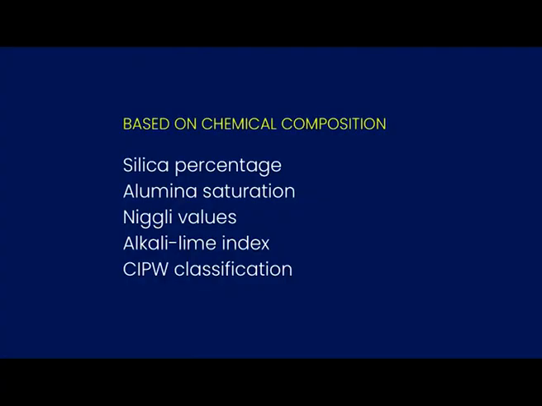the analysis is costly. The various bases of classification on the chemistry of the igneous rocks include the silica percentage, that is SiO2 percentage, alumina saturation, that is Al2O3 saturation, and Niggli values. These Niggli values have been made on the basis of certain chemical elements. Then the alkali lime index, where Na2O, K2O and CaO are used in finding out the index. Then the CIPW classification. In this CIPW classification, chemical analysis has been used to find the mineralogy of the rock also.